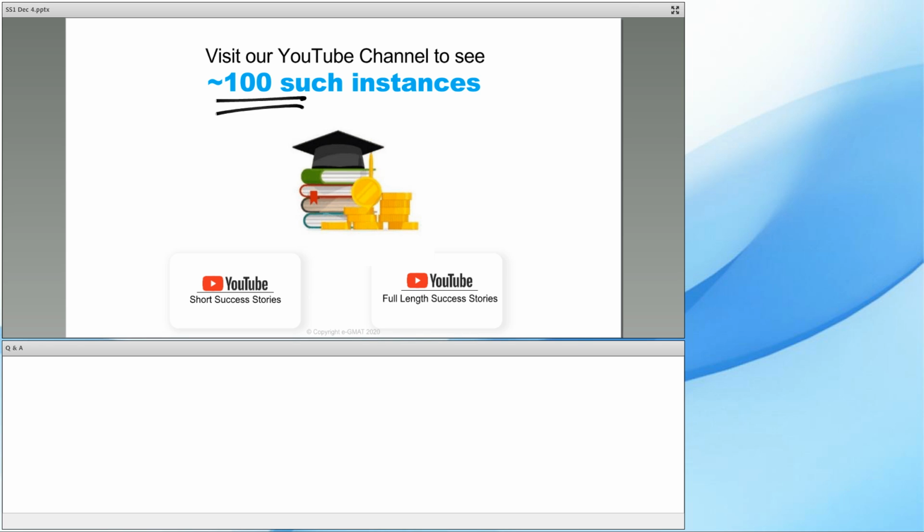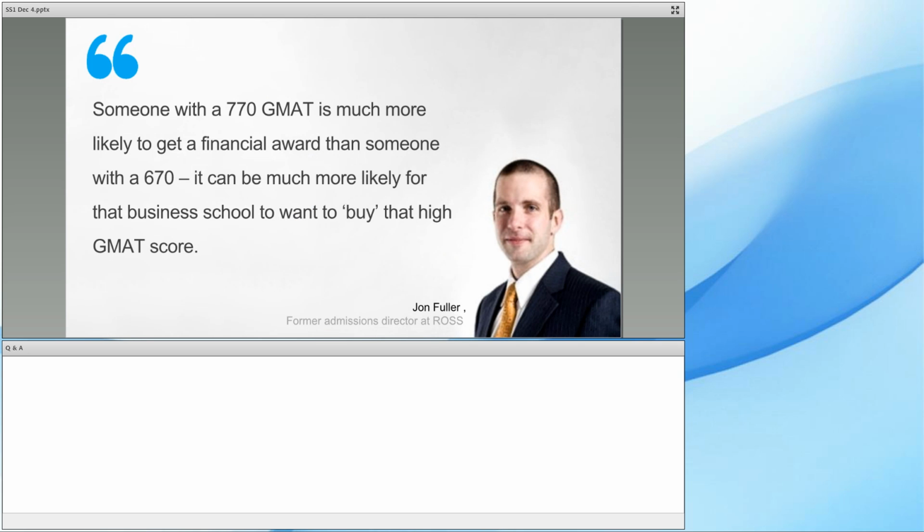It's the world's largest collection of GMAT and MBA journeys by a margin, I would say. I think the channel next to it, which is probably GMAT Club, has just about 20% as many success stories as we do. And here's a quote by John Fuller, who's the former admissions director at Ross. He says that someone with a 770 is way more likely to get a financial reward. Why? Because the school wants to buy that high GMAT score.